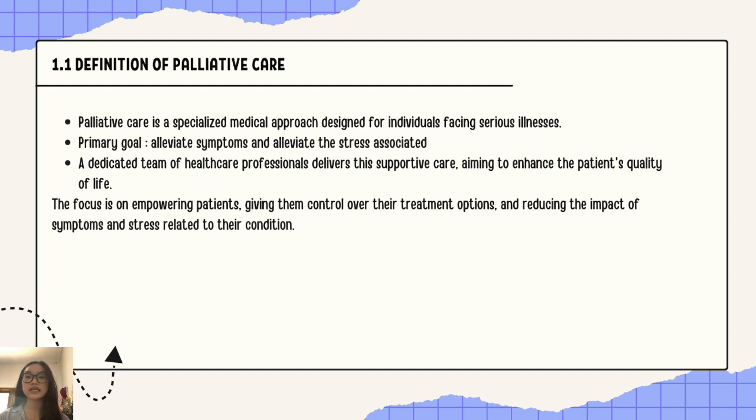The focus is on empowering patients, giving them control over their treatment options, and reducing the impact of symptoms and stress related to their condition. And palliative care can be provided in various settings, such as hospitals, nursing homes, outpatient clinics, and even in the patient's own home.